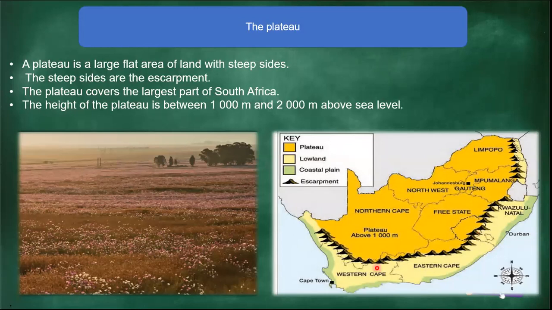And I also said that the plateau covers the largest part of South Africa. As you can see here, it covers the largest part of South Africa. The height of the plateau is between 1,000 and 2,000 meters. So measuring from the coastal plain going up to the plateau, it is 1,000 to 2,000 meters above sea level. Did you understand now? Faith says now she understands.